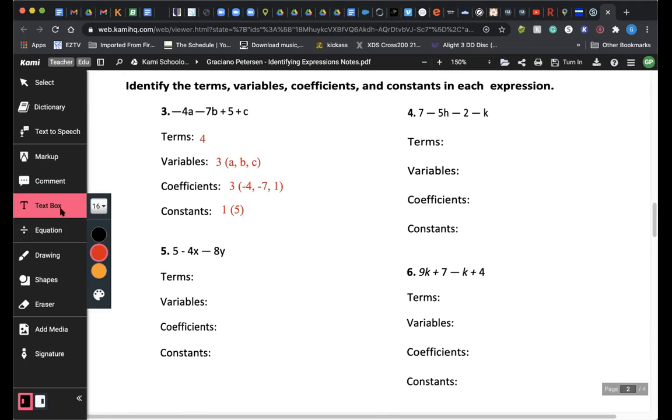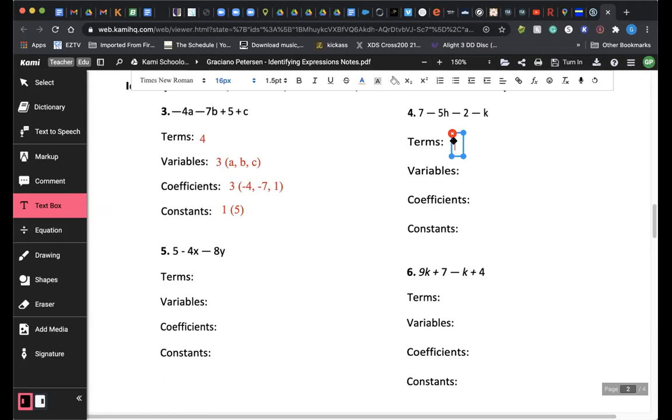All right, you ready for some answers for me? How many terms do we have? I put 3. 3 terms? How many do you see? What do you see here? 7, 5H, and 2, and 1.